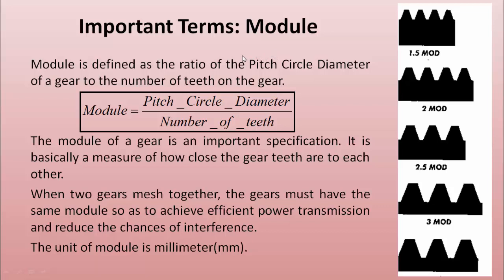So the first important term that we will be looking at is module. So what is a module? A module is defined as the ratio of the pitch circle diameter of a gear to the number of teeth on the gear. What do I mean by this?